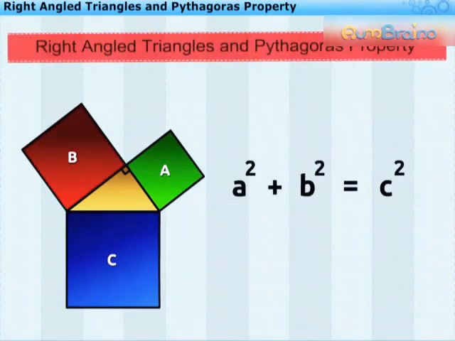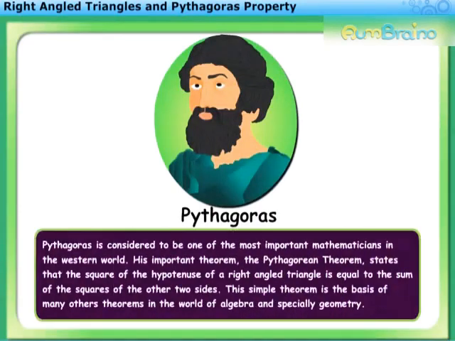Right-angled triangles and Pythagoras property. A Greek philosopher, Pythagoras, is said to have found a very important and useful property of right-angled triangles, known as Pythagoras property, named after him.